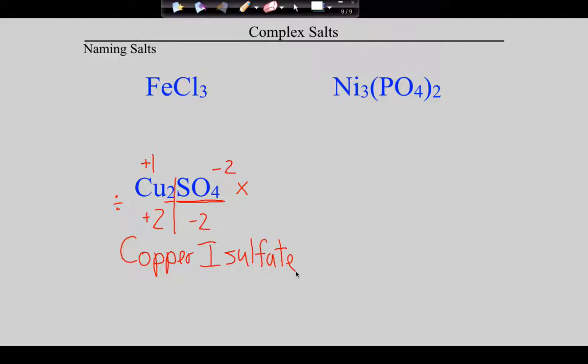So now you're asking yourself, wait a minute, if it's a 1, do I have to put it? And the answer is absolutely. Because if you didn't put the Roman numeral 1, we wouldn't know what charge to use. So you've got to put the 1.